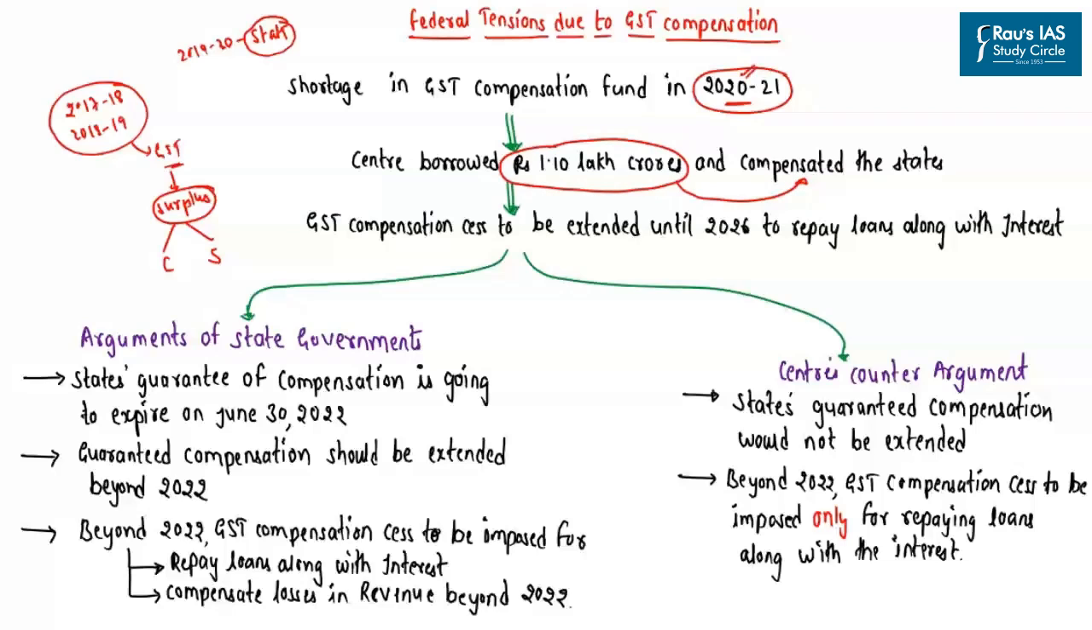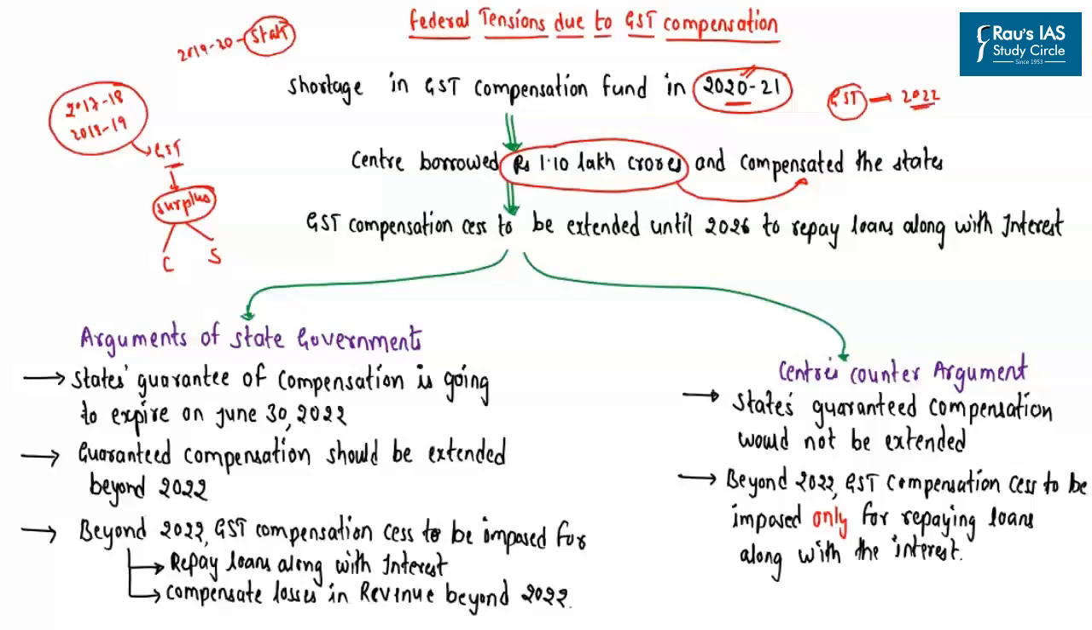So here the central government has borrowed money. This borrowed money has to be repaid back along with the interest. The question is, how will we repay this borrowed money? Now, as I said, the GST compensation cess will be applicable only until 2022 and not beyond 2022.